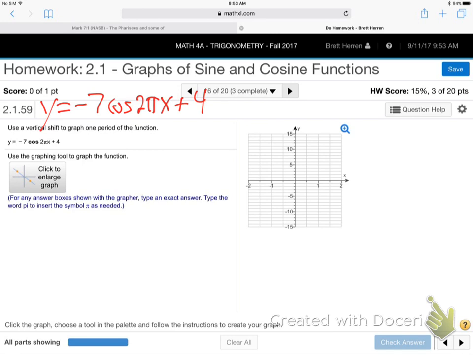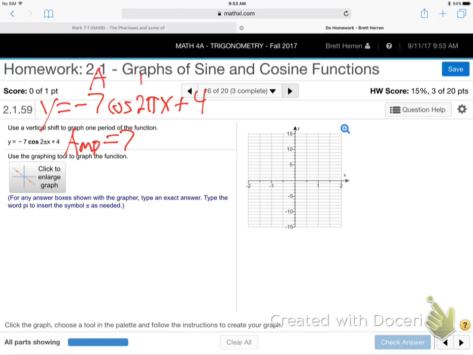Doing okay. So the amplitude technically is 7, because they only want the positive, but we know it's upside down. That negative 7 is going to flip it upside down. The amplitude's technically 7. They don't ask, they just want the graph. All right, so I'm just going to jump into the graph.